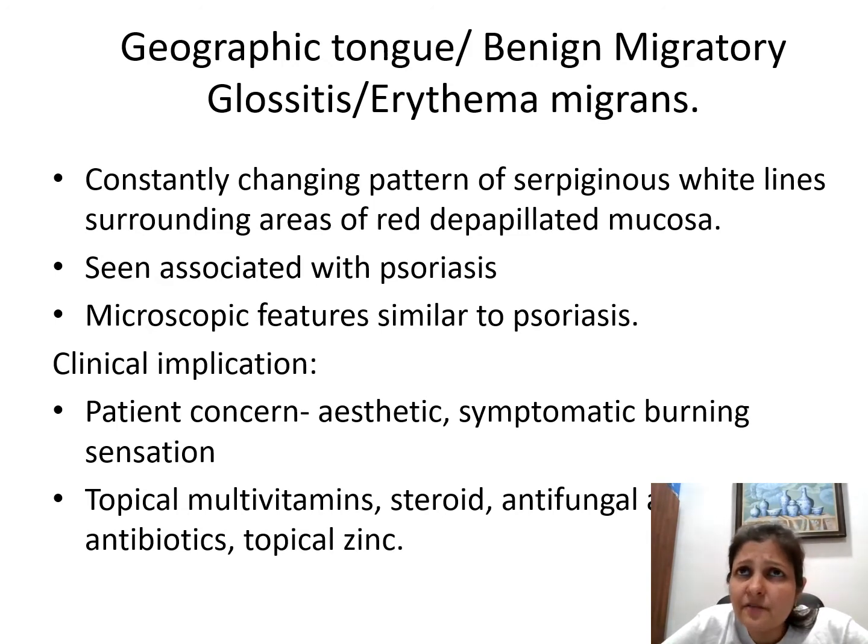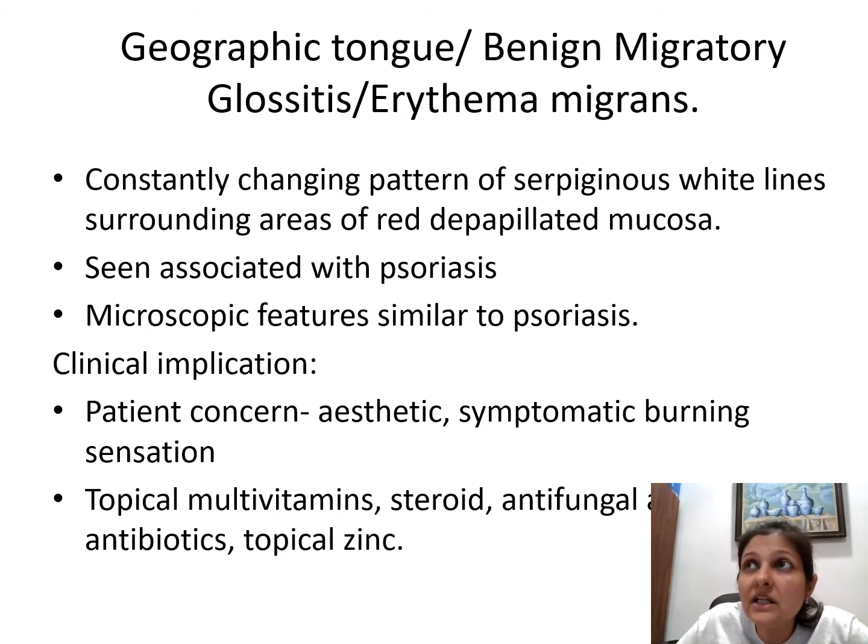Now, various treatments have been tried for a geographic tongue, but none of them is actually very successful in treating the symptomatic cases. However, multivitamins, steroids, antifungals, antibiotics, and even topical zinc applications have been tried to treat symptomatic geographic tongue. But otherwise, in normal patients who manifest with geographic tongue who are asymptomatic, it's absolutely normal.